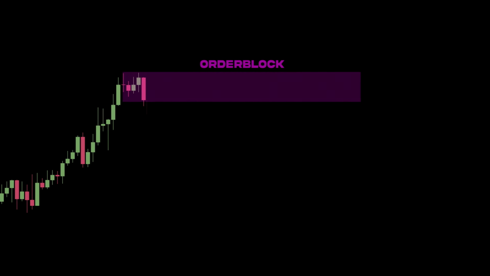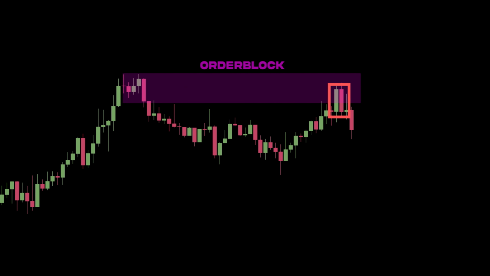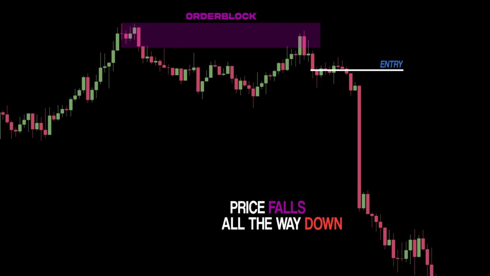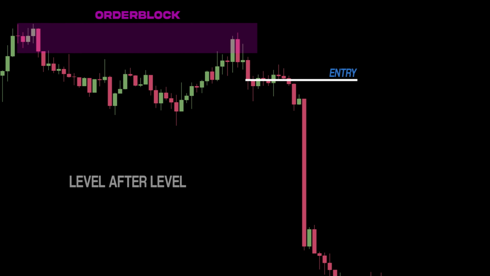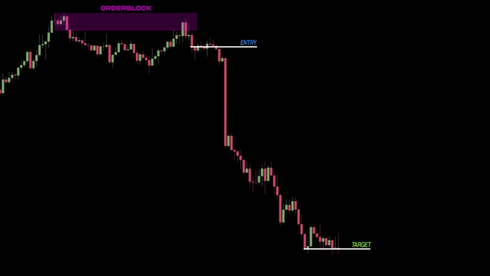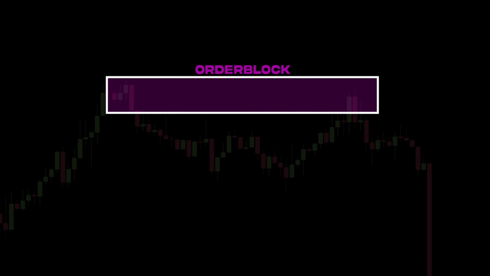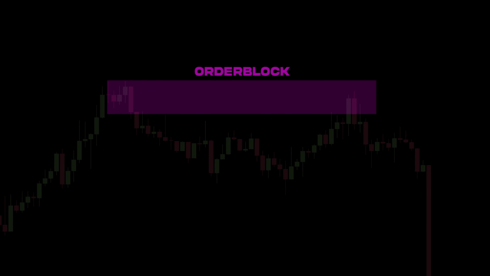Watch what happens. The second price touches this zone, it rallies straight into it, gets rejected almost instantly, and then it doesn't just pull back, it falls. All the way down, no bounce, no hesitation, straight through several lower levels before it finally finds support. I haven't told you why that zone held yet, and I'm not going to, not for a few minutes.